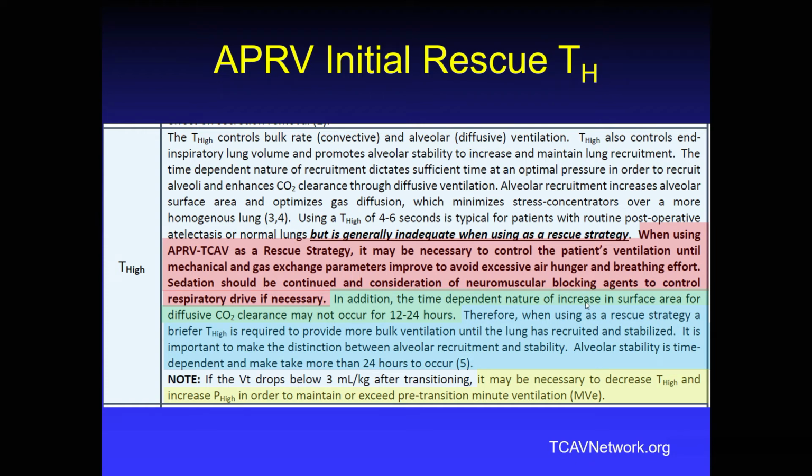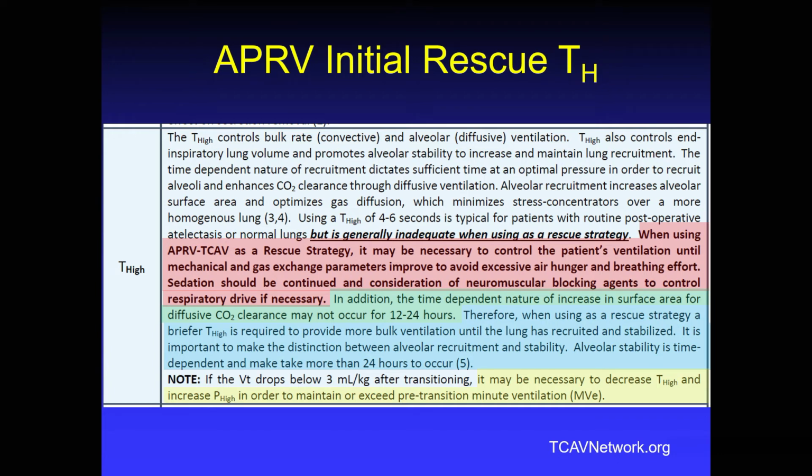Sedation should be continued, with consideration of neuromuscular blocking agents to control respiratory drive if necessary, just for that initial transition. In addition, the time-dependent nature of the increase in surface area for diffusive CO2 clearance may not occur for 12 to 24 hours. Therefore, when using as a rescue strategy, a briefer T high is required to provide more bulk ventilation, more bulk CO2 blow-off until the lung has recruited and stabilized. It's important again to make the distinction between alveolar recruitment and stability. You get recruitment pretty quick with TCAV, but it's not stable. Alveolar stability is time dependent and it takes more than 24 hours to occur.